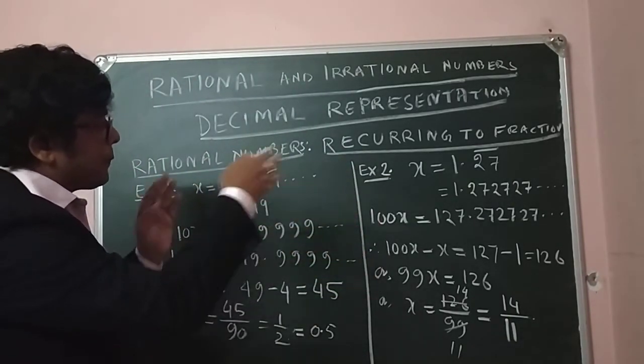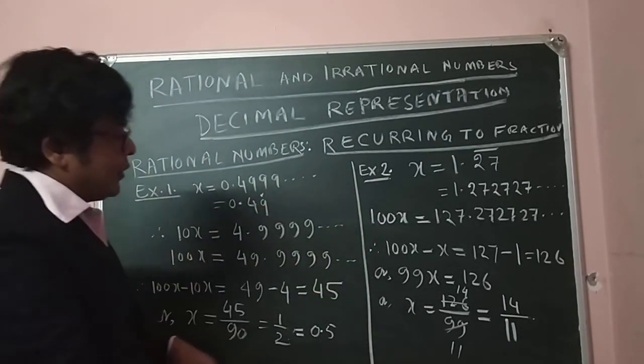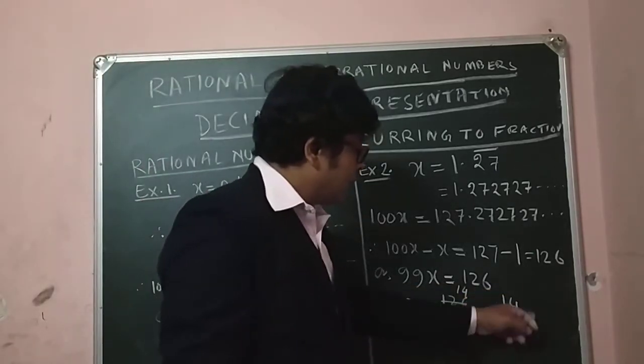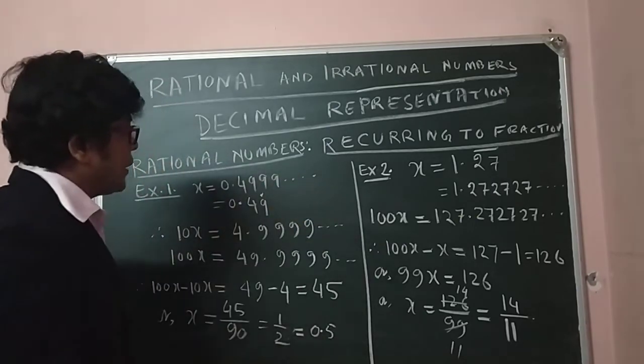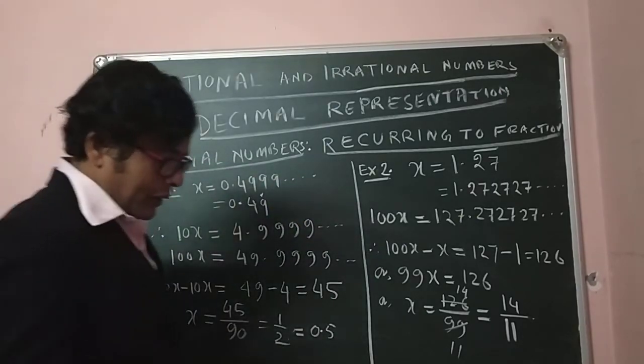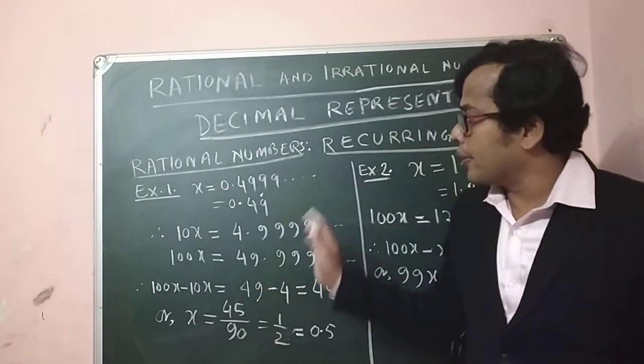Likewise, any recurring number can be converted to the form p by q. Many examples can be cited, and we stop our lecture today.